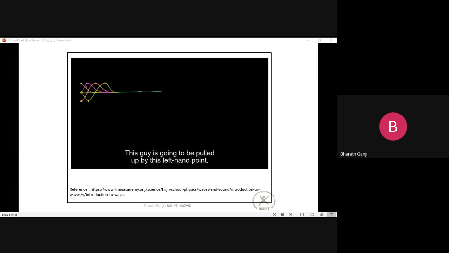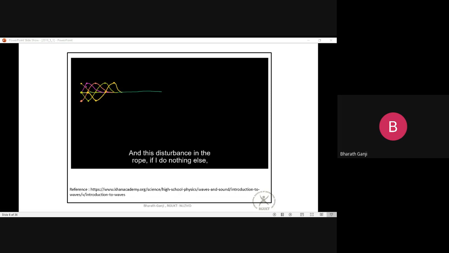This guy is going to be pulled up by this left-hand point, so he'll go back to his resting position. This guy is being pulled down by the part of the rope to the left of him, so he's going to be pulled down. This guy's being pulled down. But this guy had some upward momentum in the time period before, so he will have moved up. And so in the very next time period, my rope is going to look something like this. It's going to look something like that.